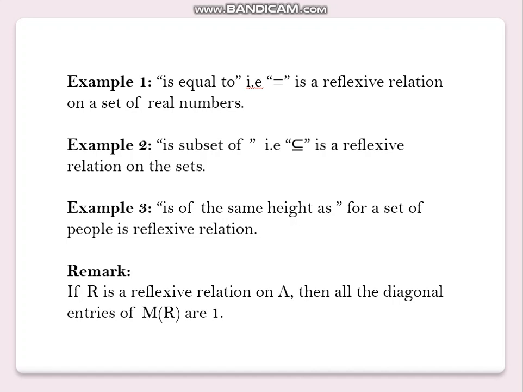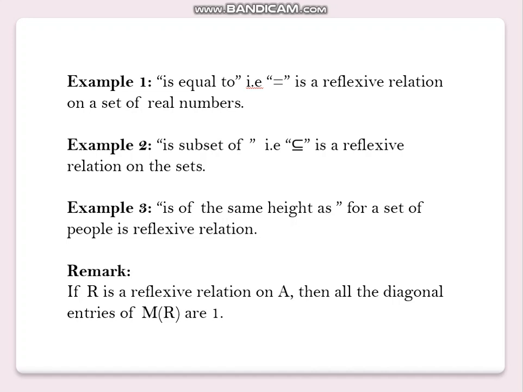Since we have seen the property that every set is a subset of itself, this is also an example of a reflexive relation. In example number 3, we have 'is of the same height as' for the set of people, a reflexive relation. For example, if you consider students in a particular class and take this relation of the same height, each student is of the same height as himself. And therefore example 3 is also a reflexive relation.